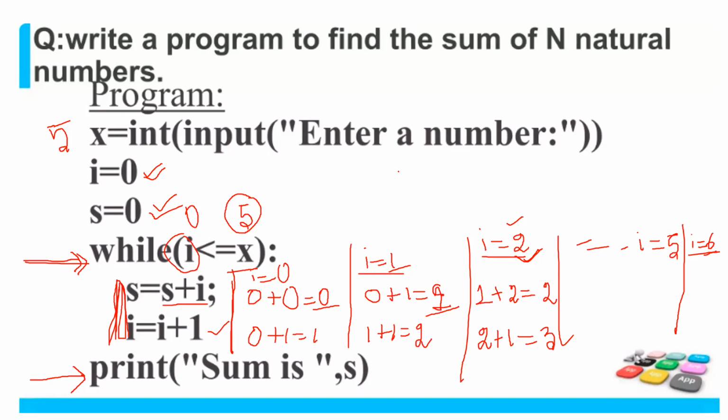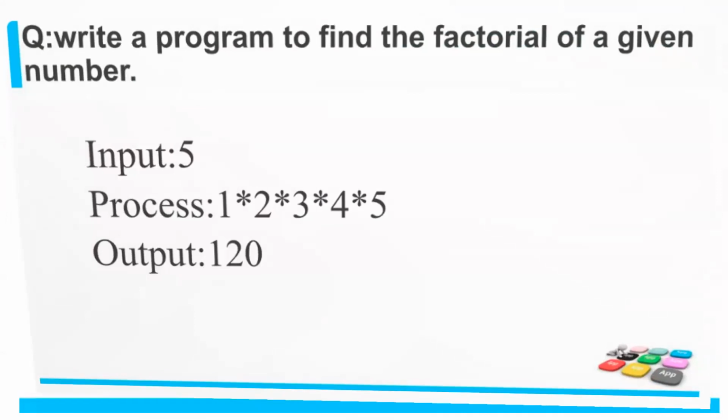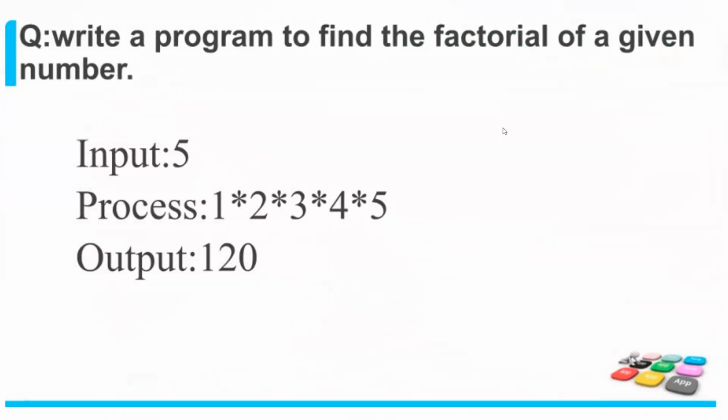Now let's have one more problem. This was the sum of n natural numbers. Now we are going to solve the factorial of a given number. What does it mean by factorial? If I ask you to find the factorial of 5, the factorial of 5 will be 1 into 2 into 3 into 4 into 5.